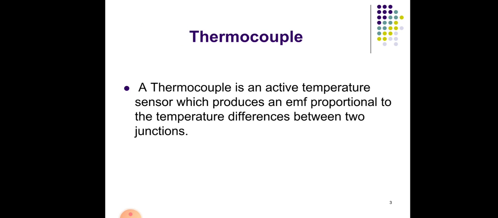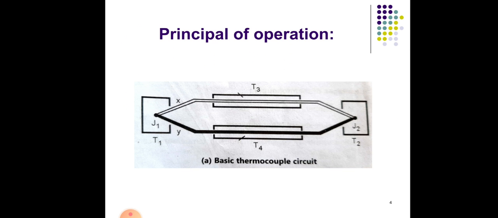A thermocouple is an active temperature sensor which produces an EMF which is proportional to the temperature difference between two junctions. Thermocouple is an active temperature sensor means what? It does not require any external DC power supply for its operation. That's why it is called an active temperature sensor, which produces an EMF or voltage which is proportional to the temperature difference between two junctions.